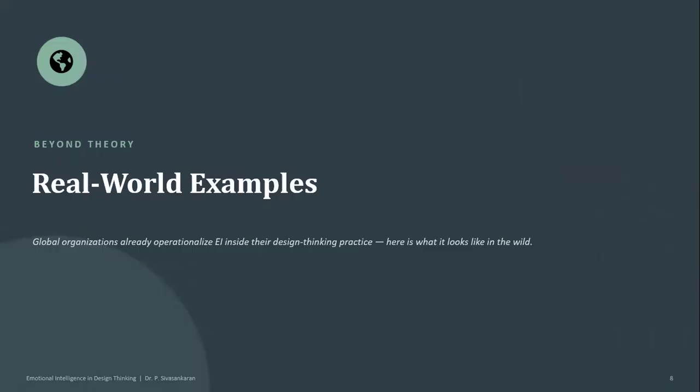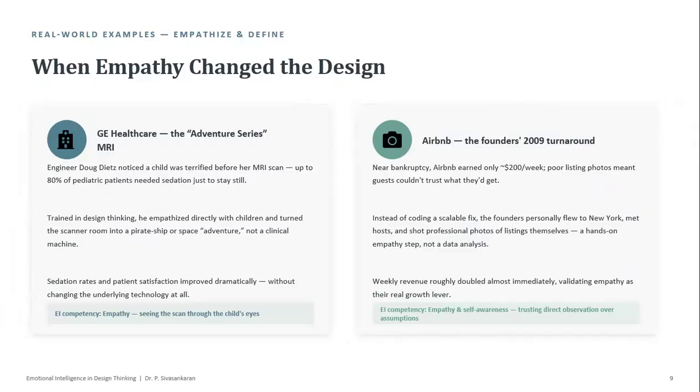Now we shall discuss some of the real world examples apart from the theoretical foundations. Every successful global organization has already integrated emotional intelligence into innovation. Rather than relying on only technology, they focus on understanding customer emotions, building trust, encouraging collaboration, and continuously improving user experiences. These examples demonstrate that emotional understanding often becomes the true driver of innovation. Let us see the following examples under each phase of design thinking.